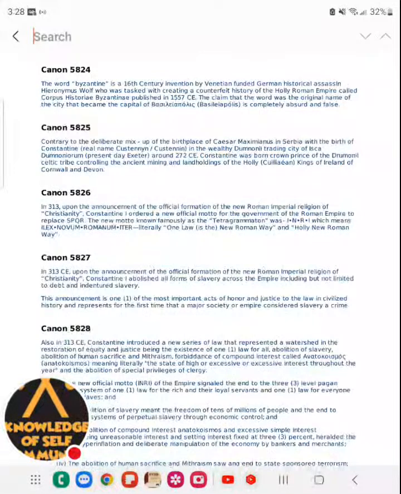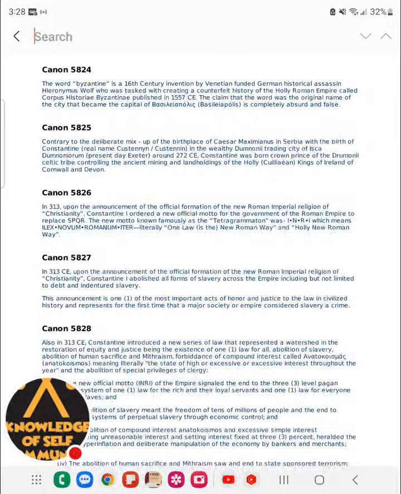The mix-up of the birthplace of Caesar Maximinus in Serbia with the birth of Constantine, real name Constantine, in the wealthy Domanoul trading center of Iskar, Dumona Norum, present day Exeter, around 272 CE. Constantine was born crown prince of the Drumani Celtic tribe. Constantine was born from the Celtic tribe, controlling the ancient mining and land holdings of the holy Quailion kings of Ireland, of Cornwall, and Devon.